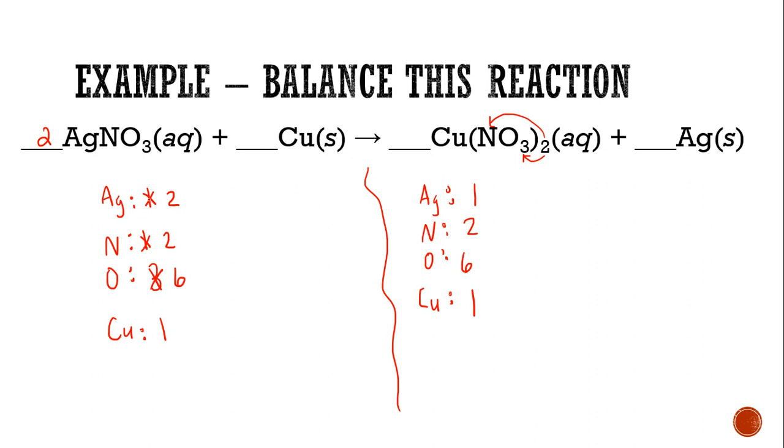If I have 2 silver on the left, in order to get 2 silver over here on the right, I'm going to put a 2 in front of here. Notice that only affects my silver, and see that everything else is balanced. That means my coefficients in front of my other ones are going to be an understood 1.